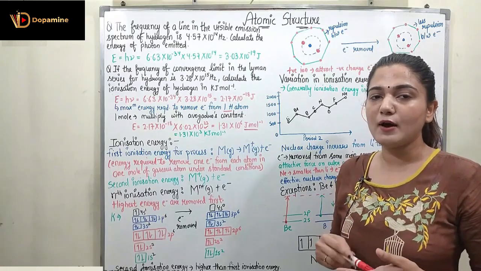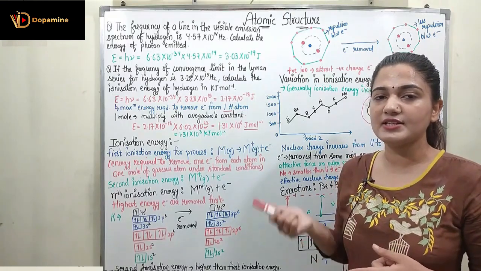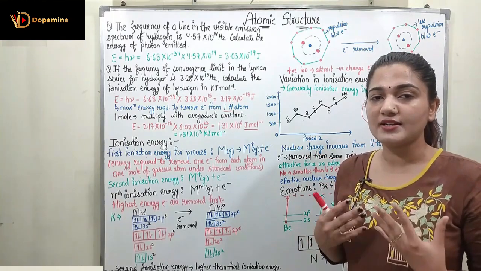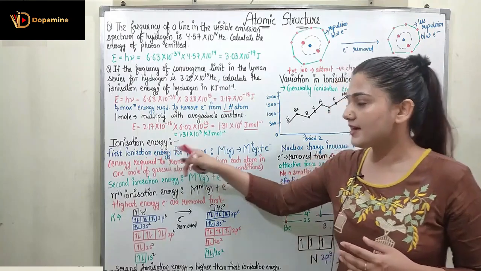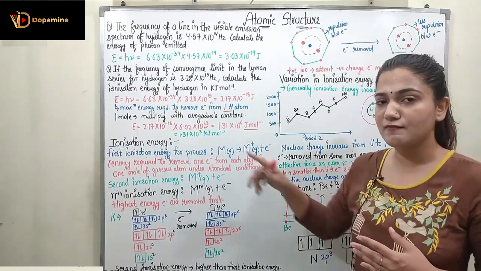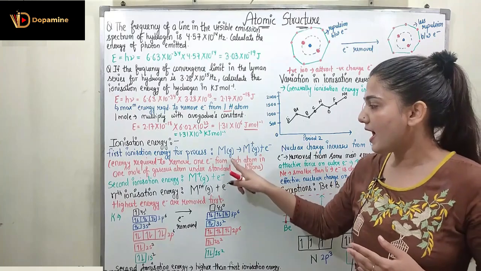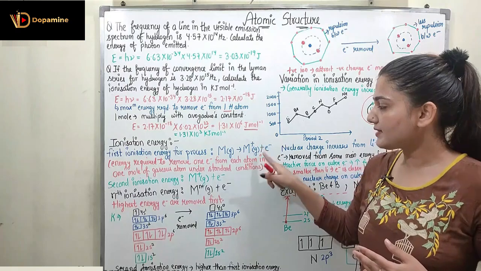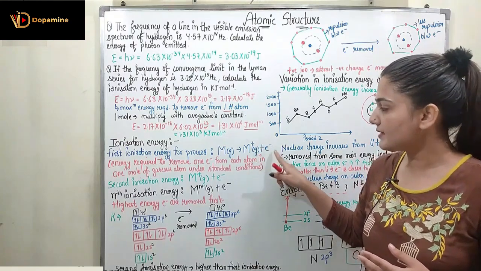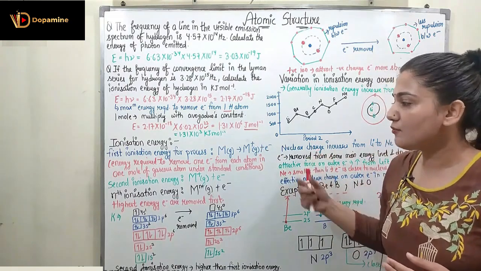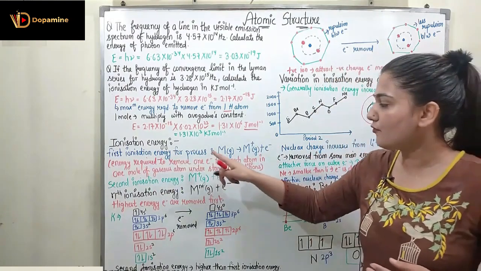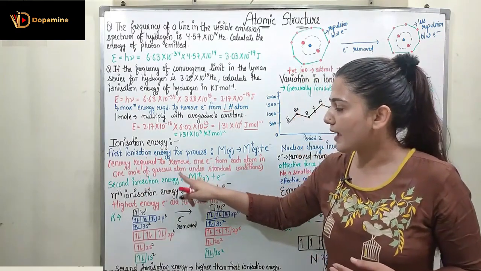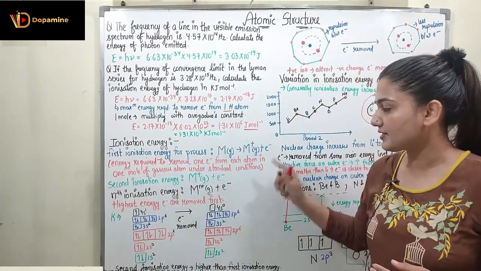So we are going to find out what the first ionization energy is, the second ionization energy, and all of the subsequent ionization energies. So what is the first ionization energy? The first ionization energy is found for the process where we have M in gaseous form giving M+ in gaseous form plus an electron. So an electron is removed. This is the energy required to remove one electron from each atom in 1 mole of gaseous atoms under standard conditions.